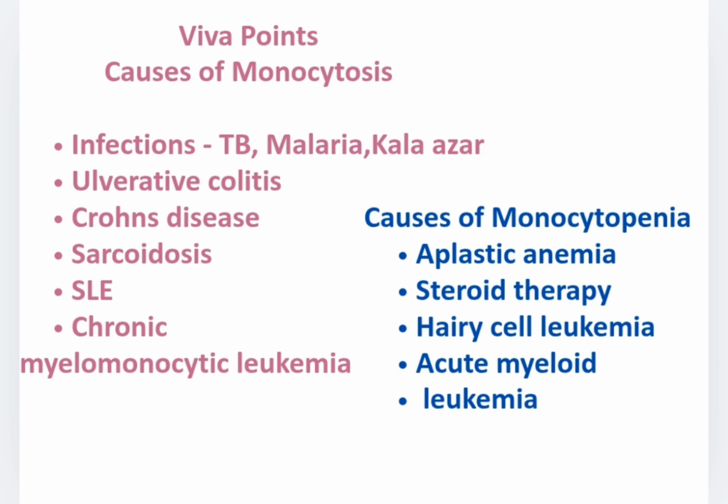Causes of monocytosis are infections like TB, malaria, kala azar, ulcerative colitis and Crohn's disease, which are the inflammatory bowel syndromes, sarcoidosis, SLE. And it also increases in chronic myelomonocytic leukemia. While monocytes decrease in aplastic anemia, steroid therapy, and hairy cell leukemia.